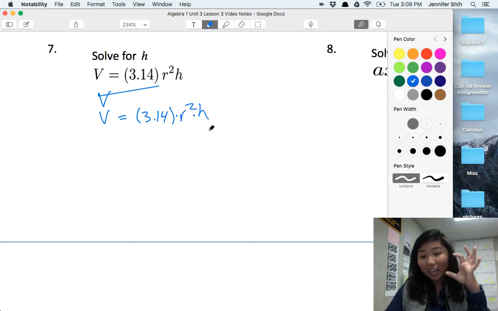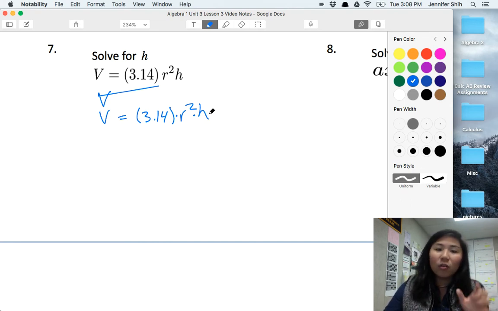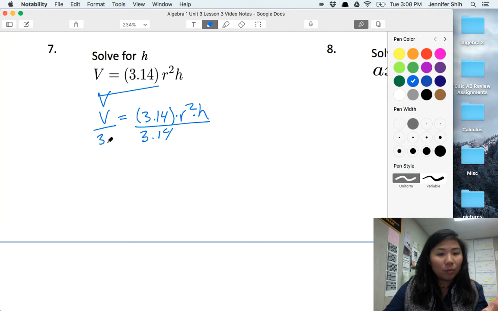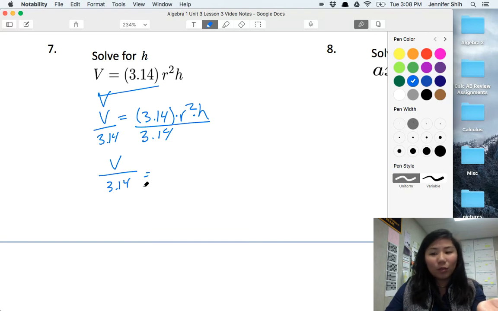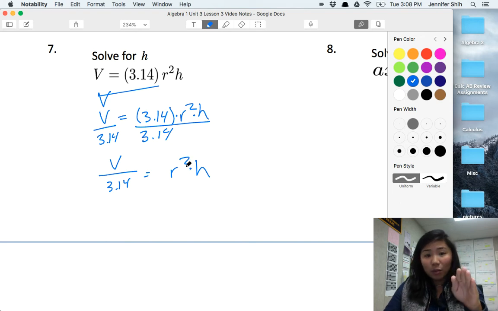So to isolate h, because everything is multiplied by h, we need to divide to undo what is multiplied. So if this is h times 3.14, to undo that, we need to divide by 3.14. So v over 3.14. This is just pi. I thought it'd be confusing if I wrote pi, so I just wrote a decimal. R squared times h. Okay, so now we have h times r squared.